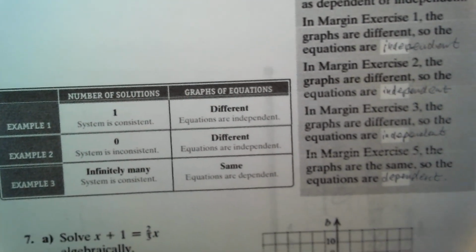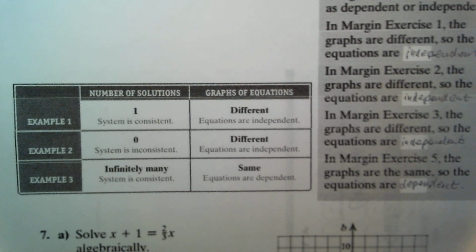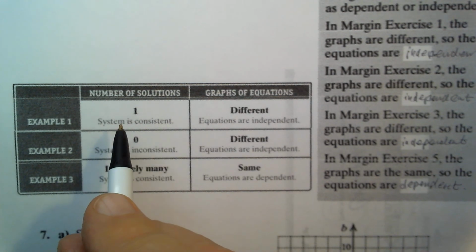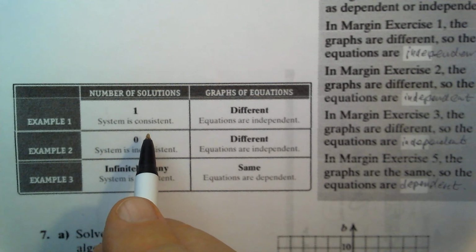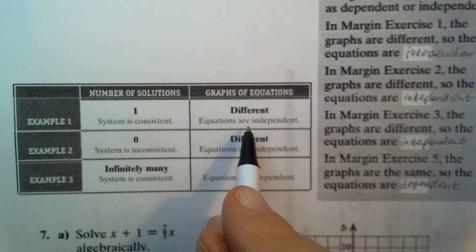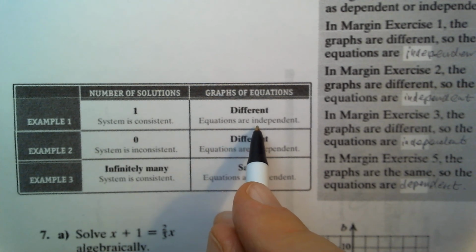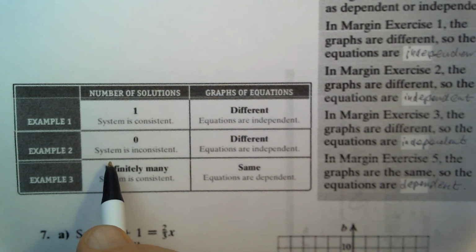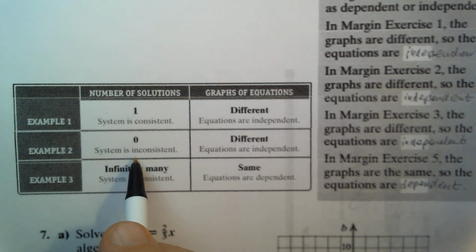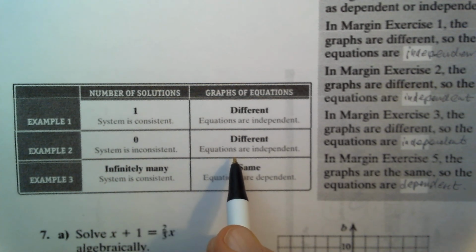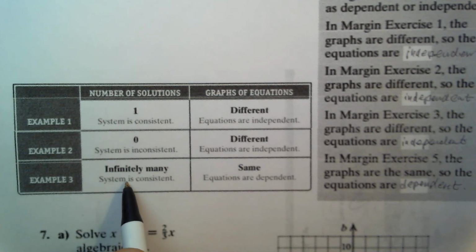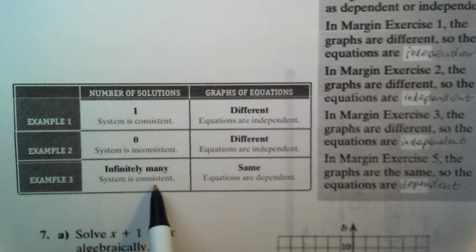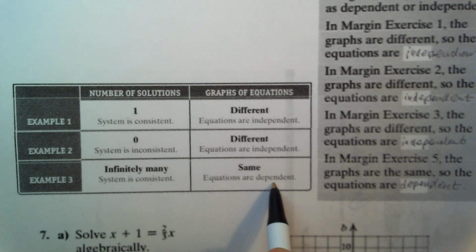So here are then other cases, similar to what I showed you with one equation, one variable. So the number of solutions in example number 1, we had a system that's consistent, and the graphs of the equations are different, so the equations are independent. Then example number 2, where the lines are parallel, the system is inconsistent, and the lines are different, so the equations are independent. And then the last one, the infinitely many solutions, the system is consistent, but the equations are dependent.